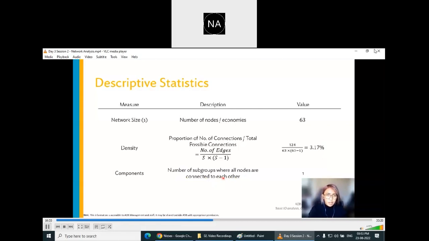Lastly, components is just the number of subgroups in your network where all nodes are connected to each other. So these are what you call a subnetwork that are distinct with each other or not connected with each other. In our network chart, all of the nodes are connected with each other, so there's only one component.